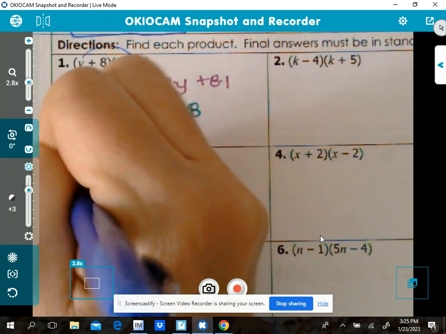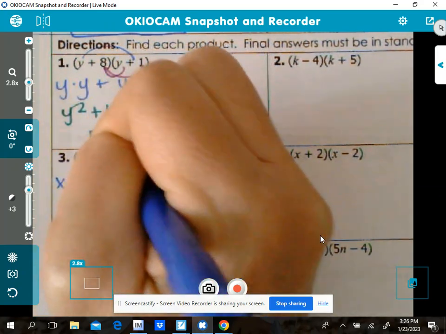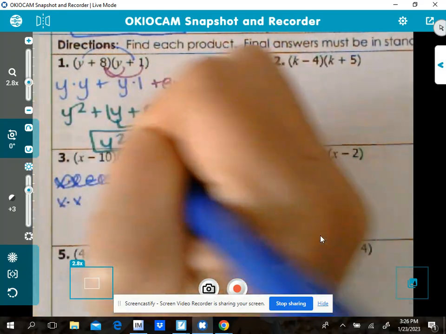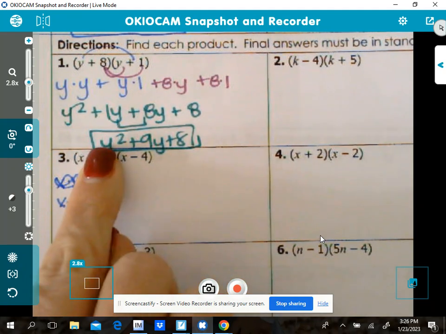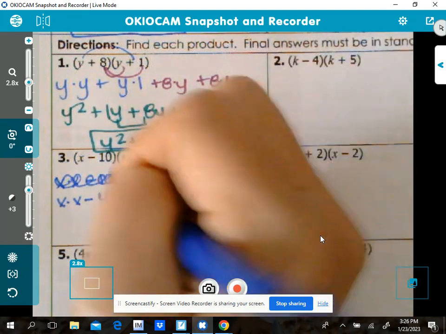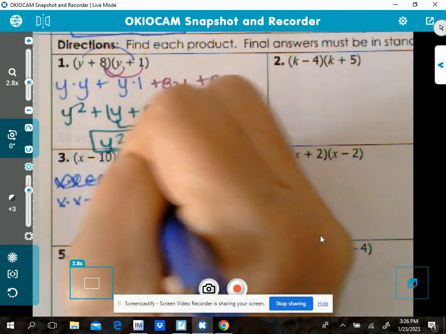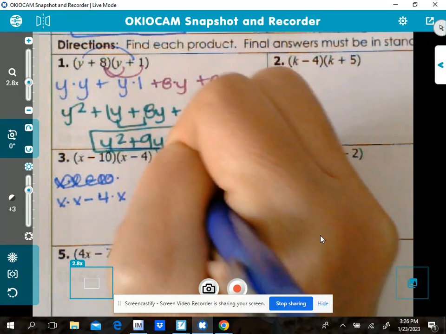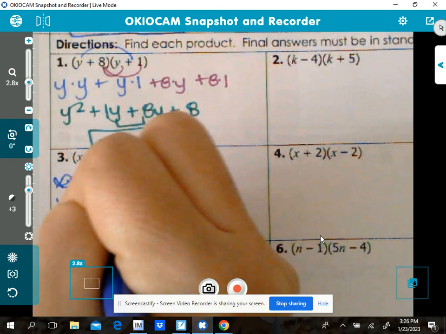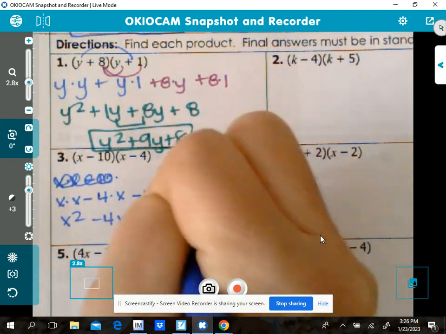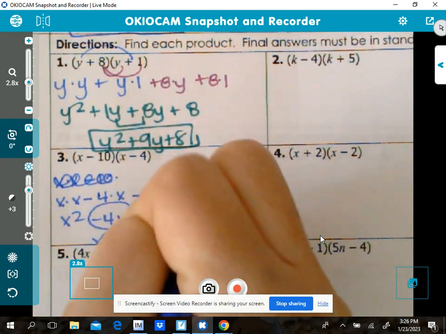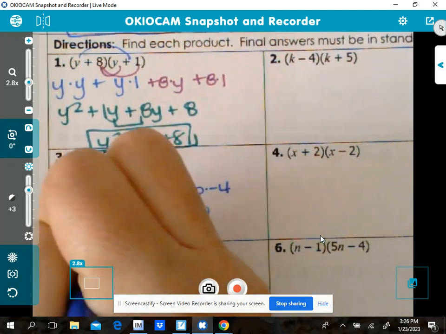All right, so number 3 would be x times x minus 10 times minus x. Let me redo that. X times x minus, okay, because we're covering that. So minus 4 times x, minus 10 times x, and then minus 10 times negative 4. So that is x squared minus 4x minus 10x plus 40. Again in the middle, that's a minus 14x plus 40.